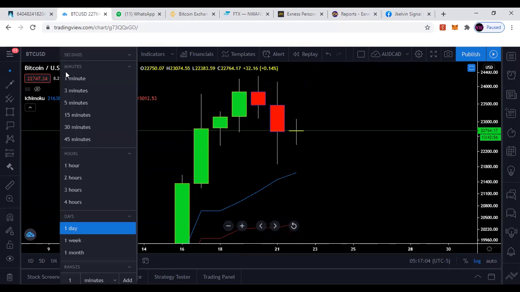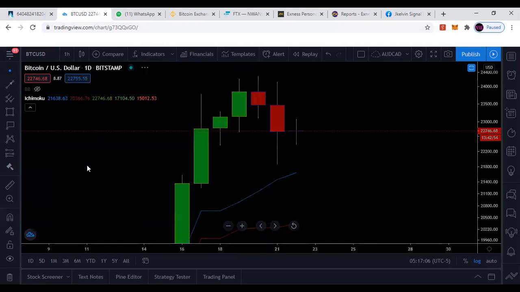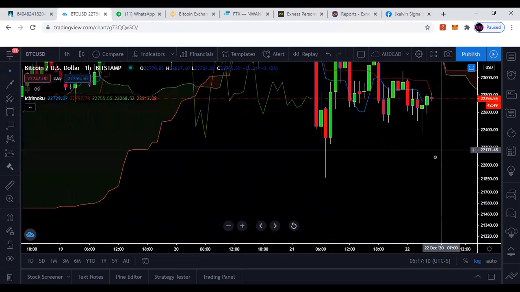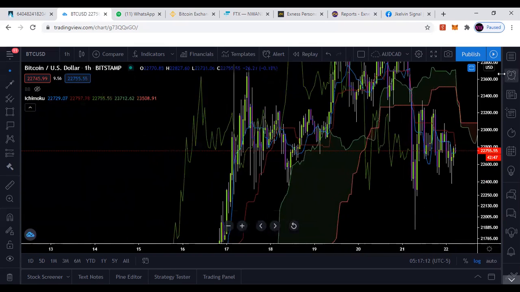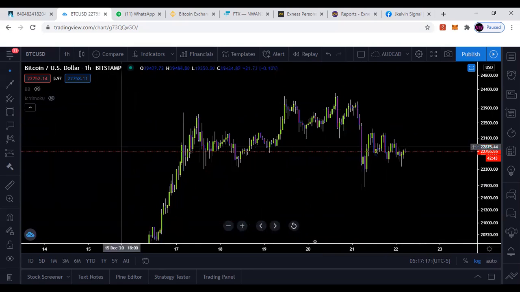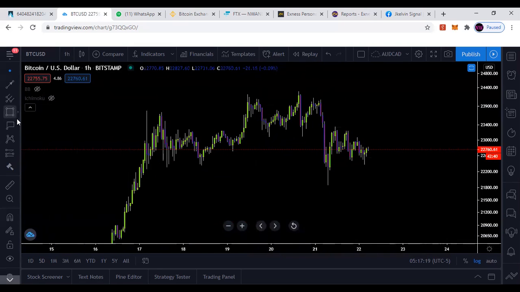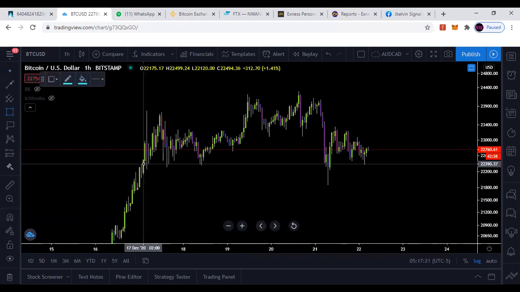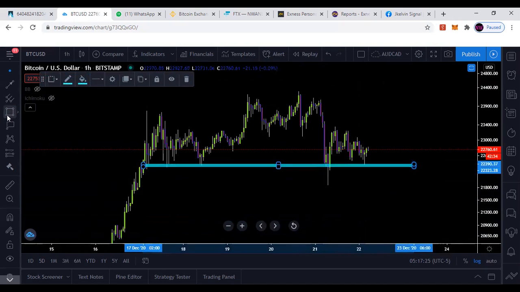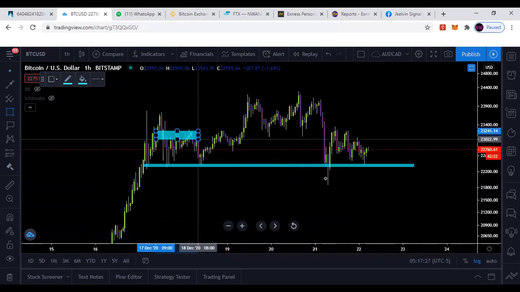Now let's go down to the lower time frame. Let's go down to the 1 hour time frame. So I'm looking at this again. I'm looking at this level. So let me remove this. I'm looking at this level again. I'm looking at this major support and resistance level.